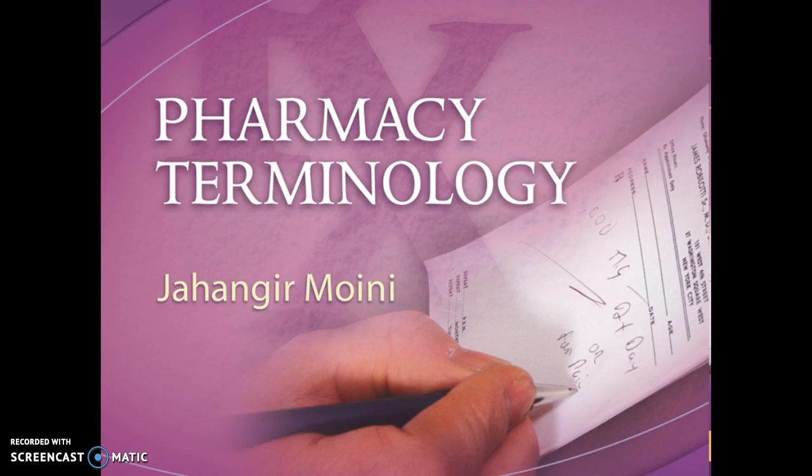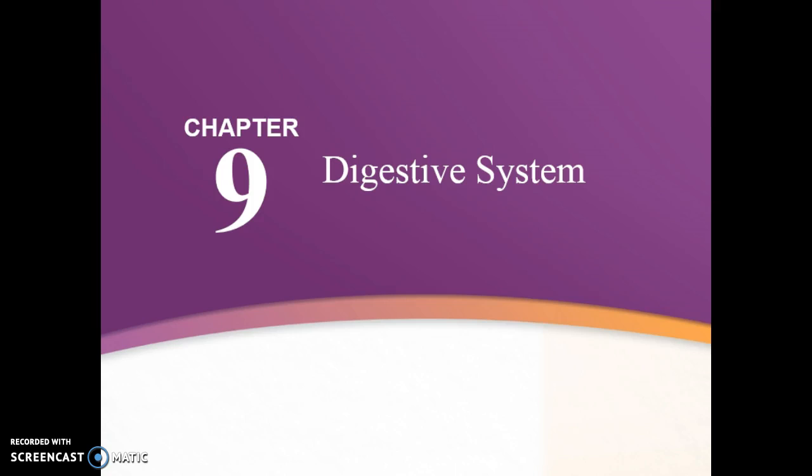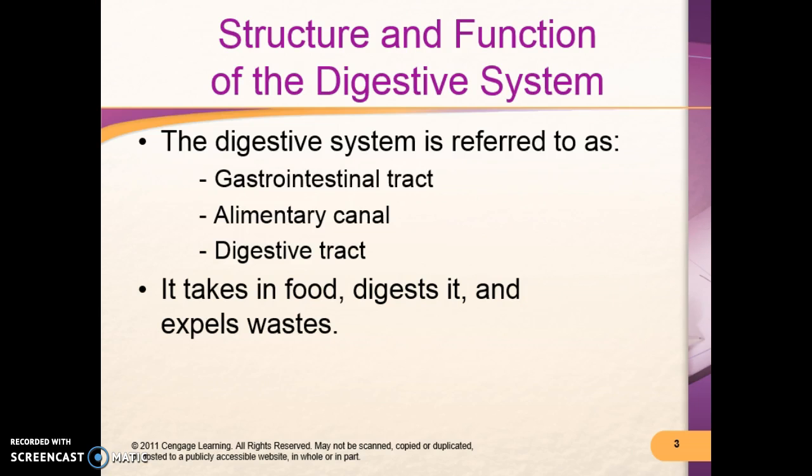This week we're going to be covering Chapter 9. Chapter 9 is all about the digestive system. So you may hear the digestive system referred to in different ways, but it all means the same thing. We might call it the GI tract, gastrointestinal tract, the alimentary canal, or the digestive tract. So all of those things are referring to the digestive system.